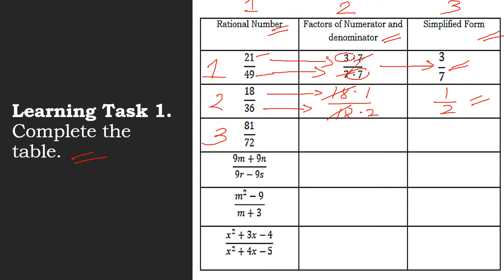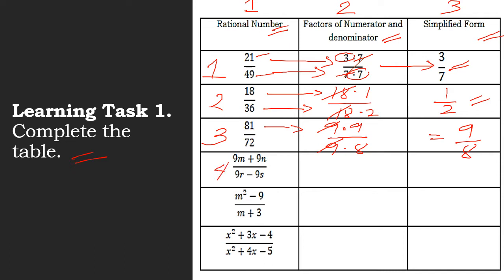Next, number 3, 81/72. Kailangan mag-isip ng factors ng 81 at saka ng 72. Dapat may magkaparehas tayo para may makancel. 81, ang factors ng 81 ay 9 times 9. Factors ng 72 ay 9 times 8. So, parehas yung 9 sa ibabaw tsaka sa ilalim. So, cancel na yan. So, the final answer is 9/8.